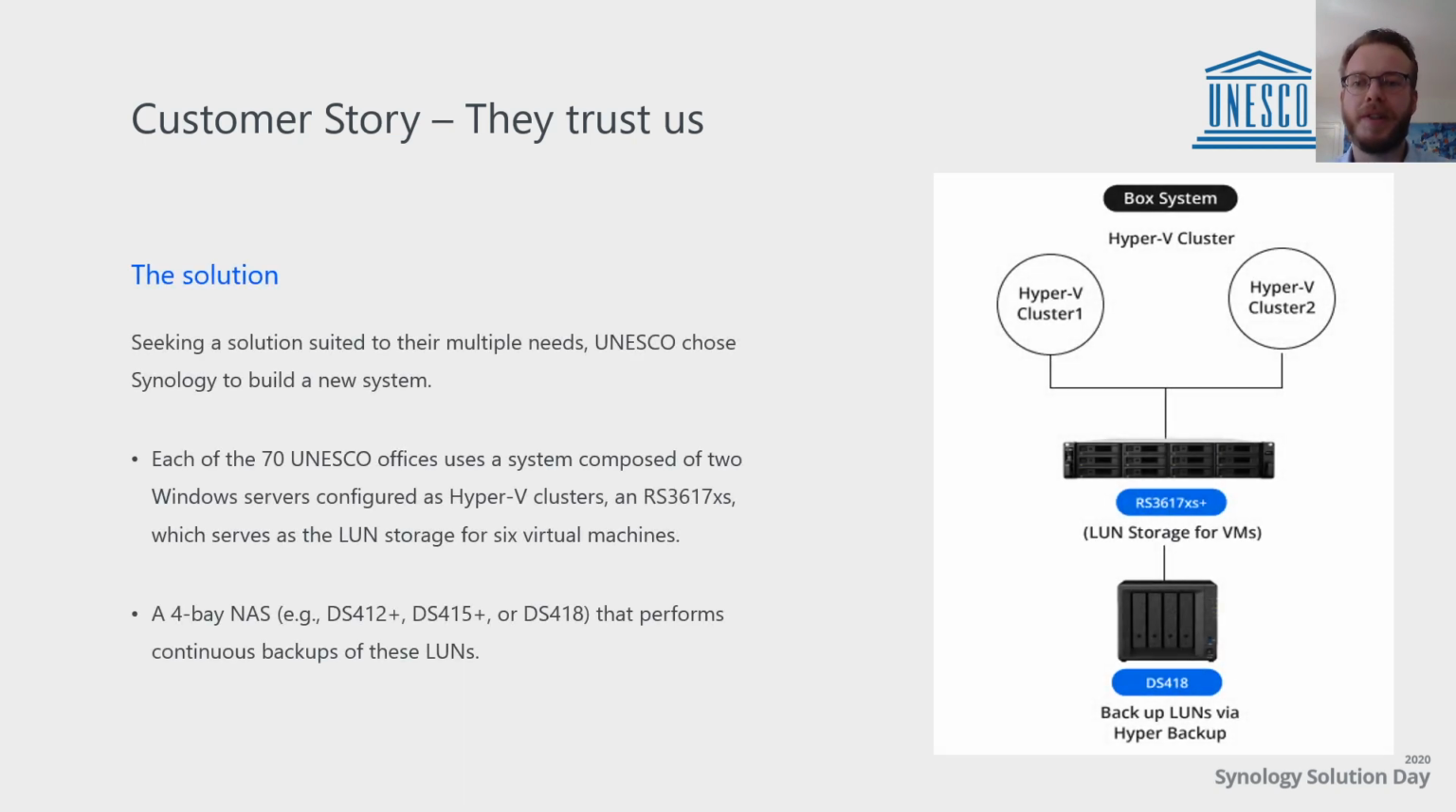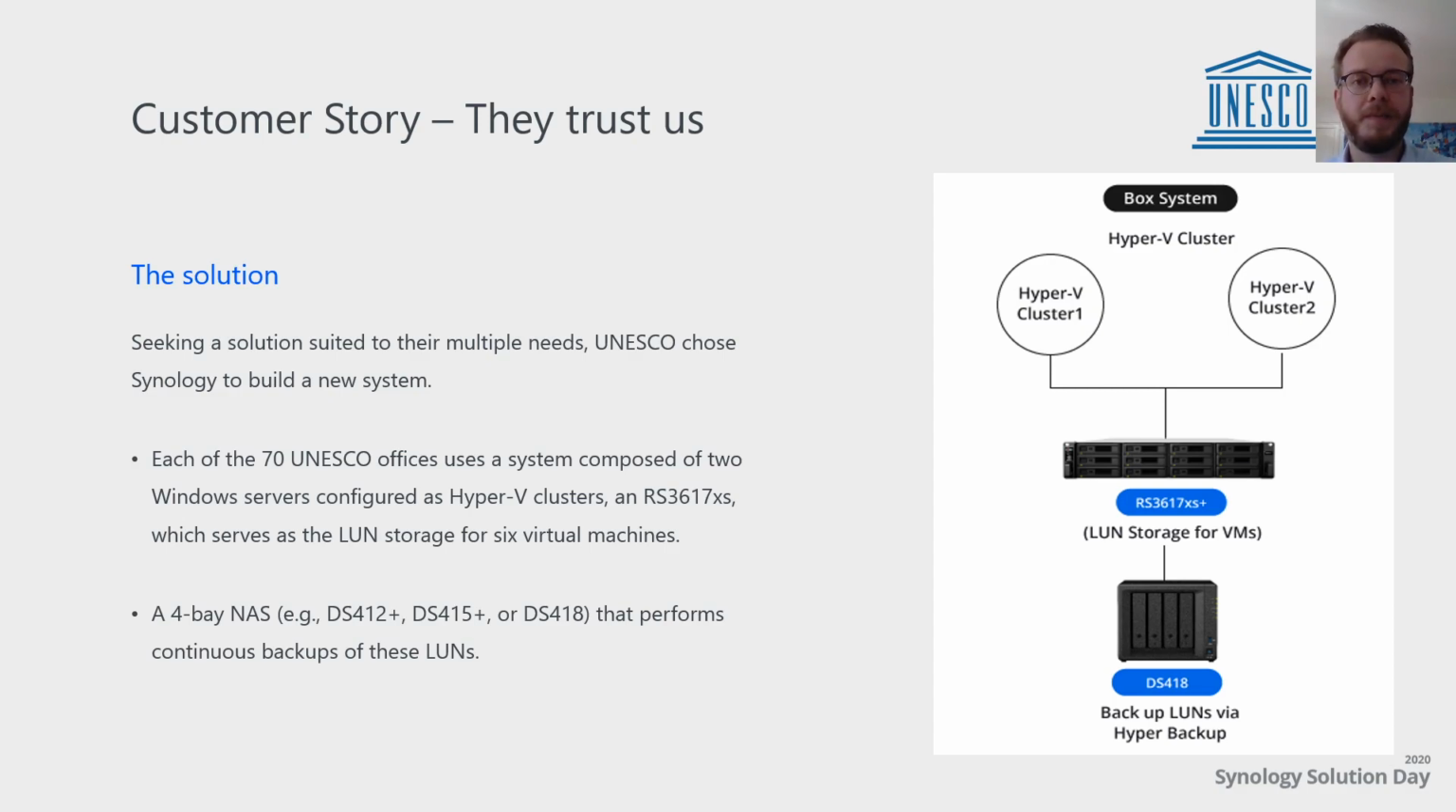In this box system there were included 2 Windows servers configured as their Hyper-V. Underneath this in the box they have a Synology RS3617xs+, on which the iSCSI LUNs were created, where the virtual machines could store their data. Underneath this one they had a smaller Synology NAS unit, a DS418, where through Hyper Backup the LUNs were backed up on the secondary NAS. So they were always sure that the data stayed safe.